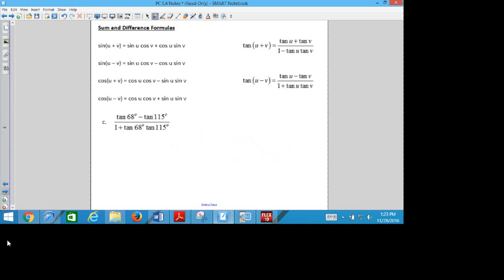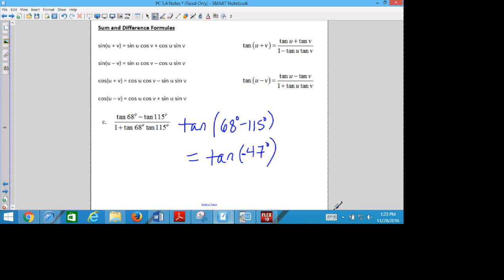All right, and then the third one, I think it's one of the tangents. It starts with a minus on top, so which one of those is it? The tangent with the minus, so we do tangent, I'll stop being lazy, 68 degrees minus 115 degrees, which is tangent negative 47 degrees.